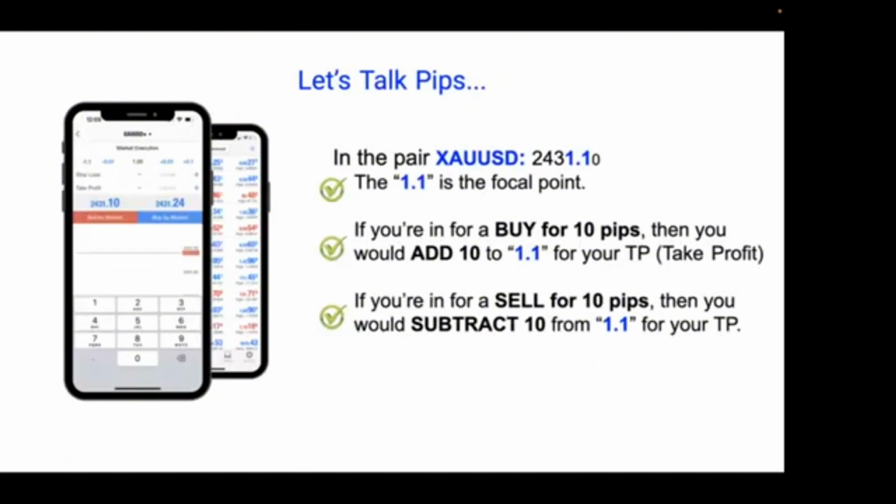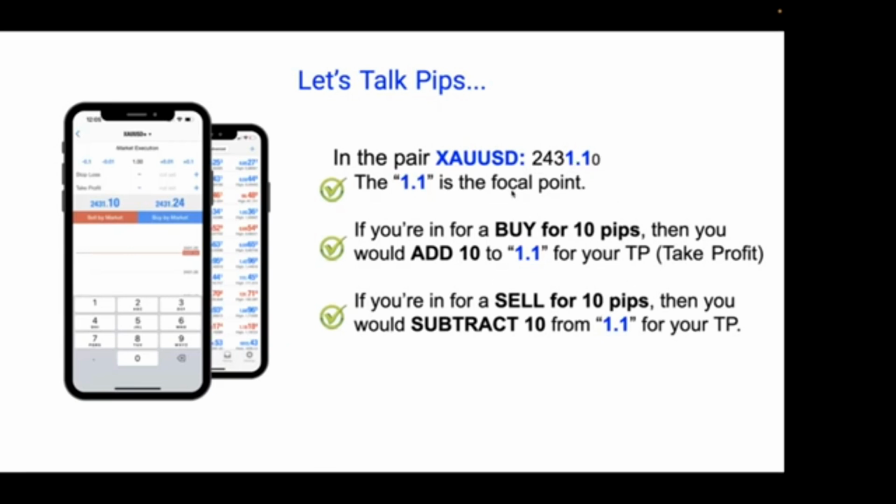So if we were looking at this here, this is XAU USD, also known as gold. The focal point here is the 1.1. So if this was to go from 1.1 and we were to add 10 pips, we would go to 2432.1. That'd be 10 pips.